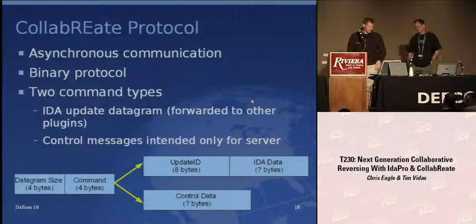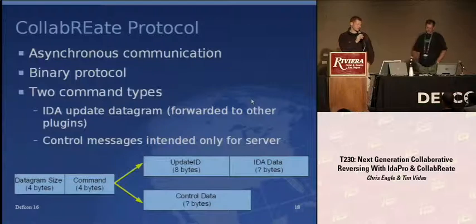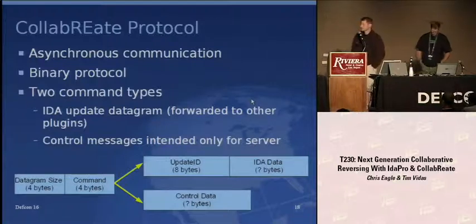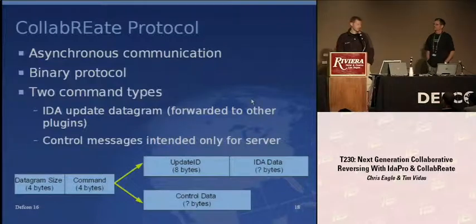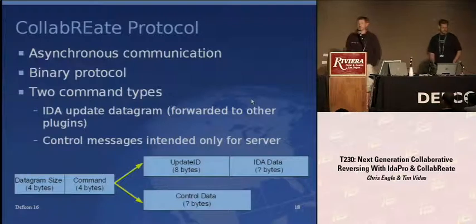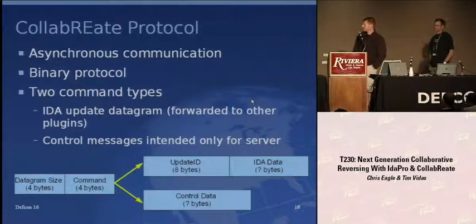So this slide talks a little bit about the CollabREate protocol on the network. We chose to do a binary protocol instead of an ASCII or an XML-based protocol, because a lot of the messages that are generated have binary content, and we didn't want to waste a lot of time converting to XML, sending it across the network, and then repackaging and storing it, and you have to do that for every plugin, and the server has to generate it. So we'll just leave it as binary. We just have a datagram size that comes ahead, tells you how much more data is coming, and then we have two different types of messages that can go.